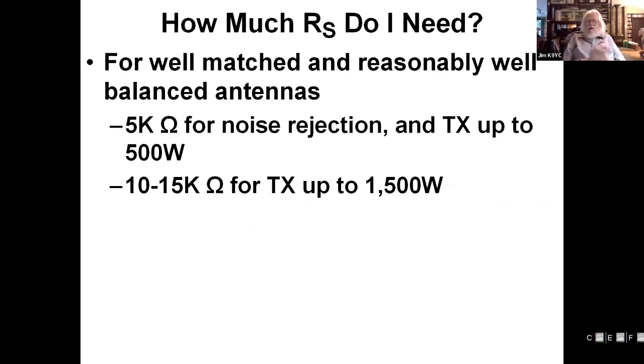So how much RS do I need for reasonably well-matched and reasonably well-balanced antennas? 5k ohms for noise rejection, and for transmit up to about 500 watts. If we want to run more power, better to have 10 to 15k ohms.